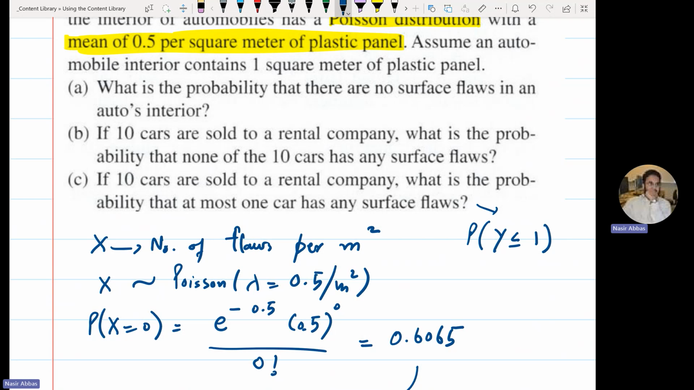Now, part B: we did not consider that saying 10 cars are sold means 10 square meters. No, 10 cars are not 1 meter cars. It says that assume an automobile contains 1 square meter of plastic. 10 cars have 10 square meters. What if I ask you this question? Can you do it the same way? Part C. No, you cannot do this. So you have to generalize.